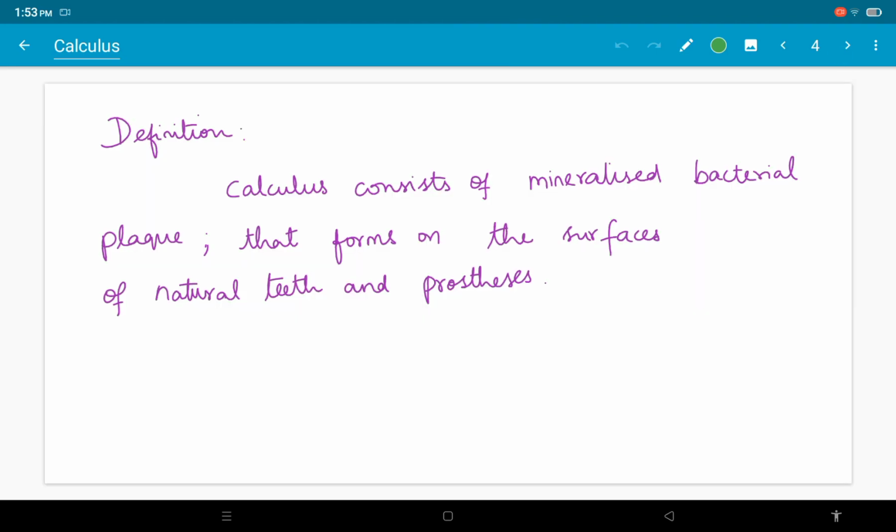So for definition, calculus consists of mineralized bacterial plaque that forms on the surfaces of natural teeth and prosthesis. So this process also happens on whatever the patient wears, the denture, FPD; those also form calculus. So remember the definition: calculus consists of mineralized bacterial plaque that forms on the surface of natural teeth and prosthesis.